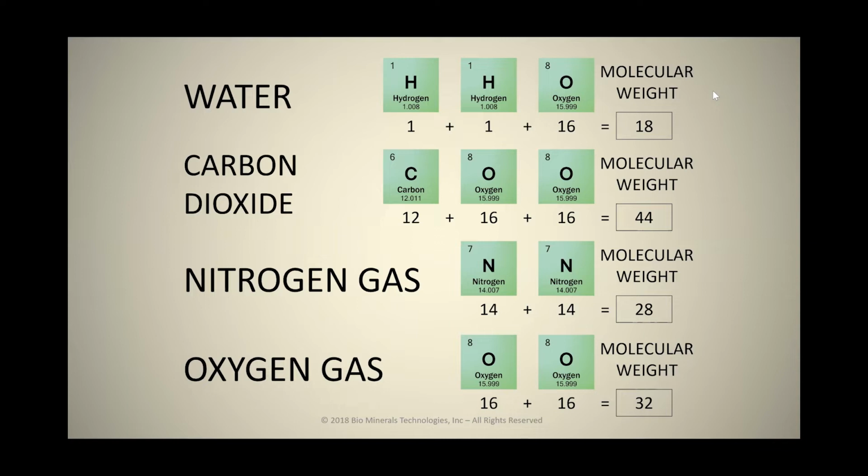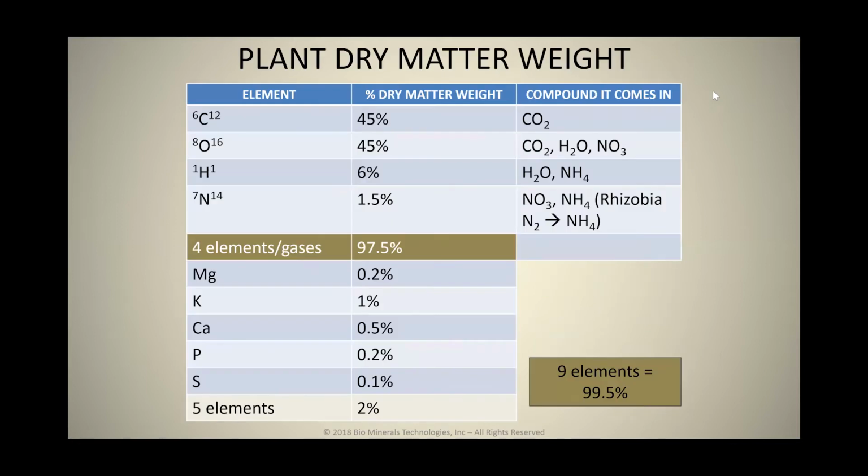they become available. So when we look at a plant's dry matter weight, carbon occupies 45%, and it comes into the plant by way of CO2. Oxygen, 45%, CO2, hydrogen, and water, O2, become H2O. And nitrate is naturally formed from atmospheric fixation.